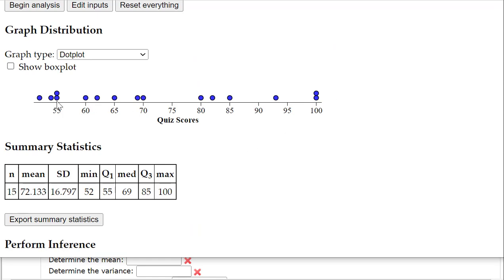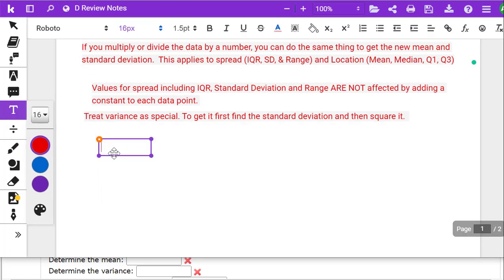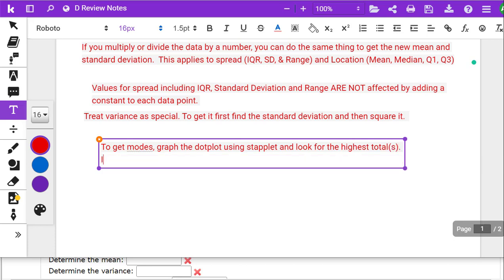The modes you really want to get from the dot plot. Let me add that to our notes. To get modes, graph the dot plot using Statlet and look for the highest totals. All right, there could be more than one. If only one mode, if 2 or more modes, and I never do more, then list in ascending order with a comma between and no space.